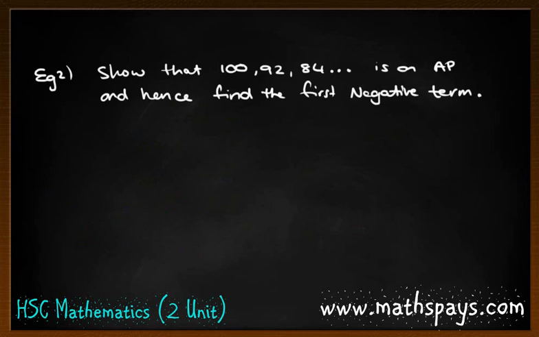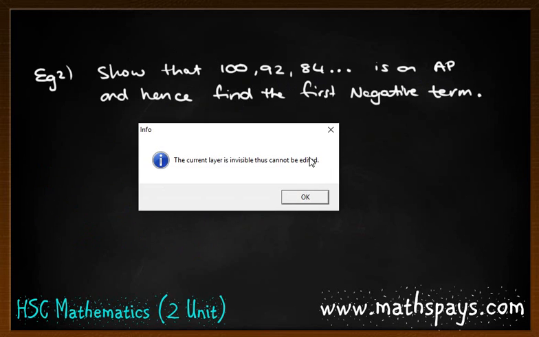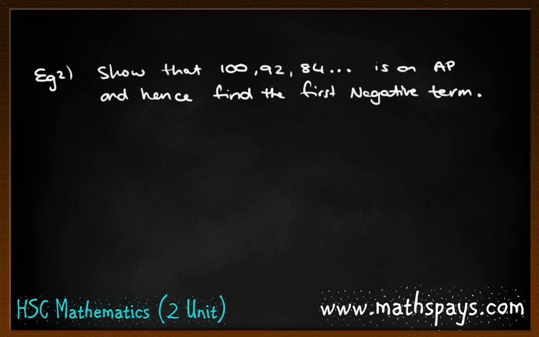Again, though, it's kind of similar to the question I gave you yesterday, but obviously now you've got a new formula for the arithmetic progression, or the AP. You should be able to do this a little bit easier, hopefully. So show that 100, 92, and 84 is an AP. Okay, that's the first thing that we're being asked to do.